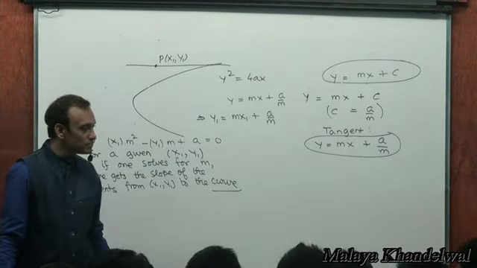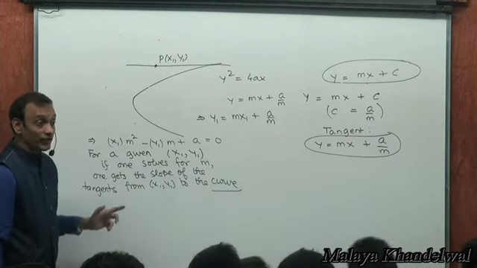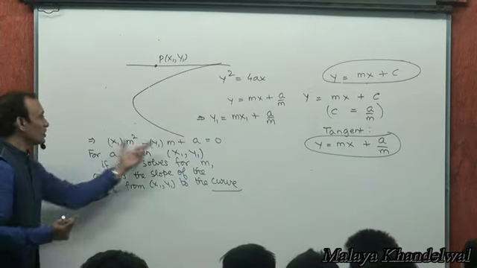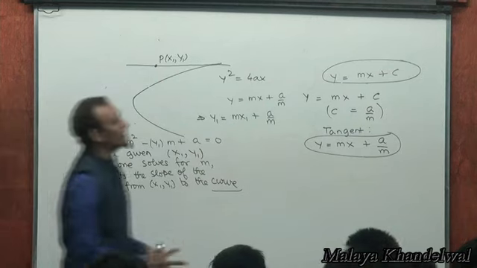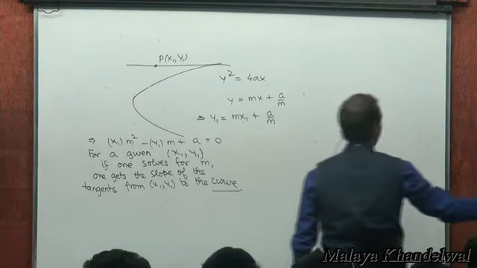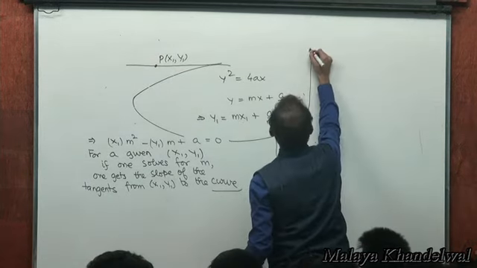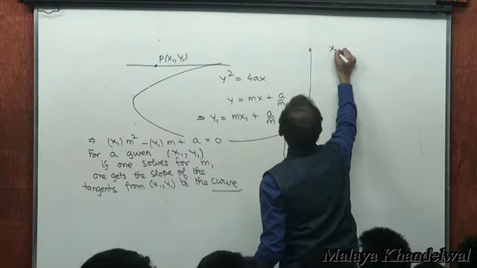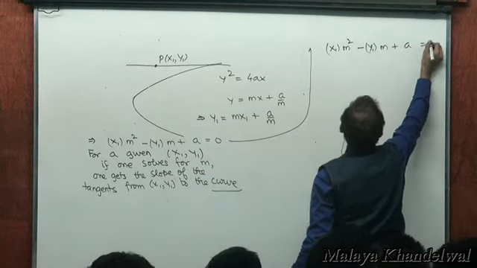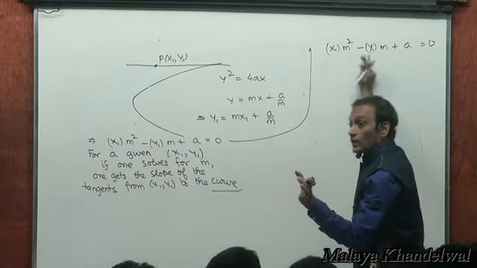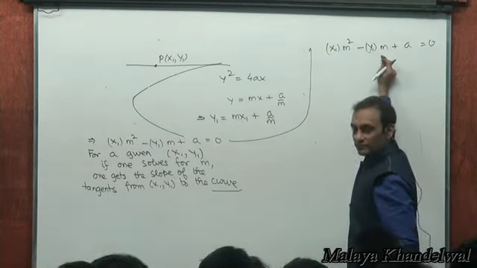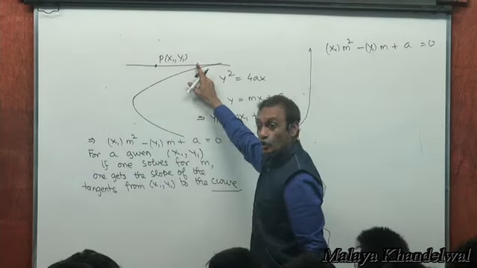But you're getting two values of m. That means in general two tangents could be drawn from x1, y1 to the curve. You are getting a quadratic in m, two values of m would emerge, meaning two tangents could be drawn from x1, y1 to the curve, right? x1 m squared minus y1 m plus a equal to 0. x1, y1 is a certain point, and m is the slope of the tangent drawn from x1, y1 to the curve.